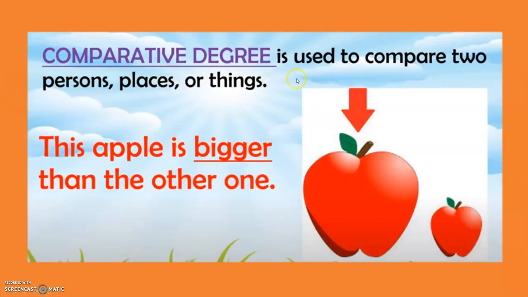Now when I say comparative degree, it is used to compare two persons, places or things. There is a comparison that comes from the word comparative. Now look at this, there are 2 apples here. So this apple is bigger than the other. So when there is a comparison, I'm using the word ER. See, the spellings also change. Big becomes bigger, double G ER. And the word than. Always remember in comparative, we have the word than because you're comparing between 2 things.